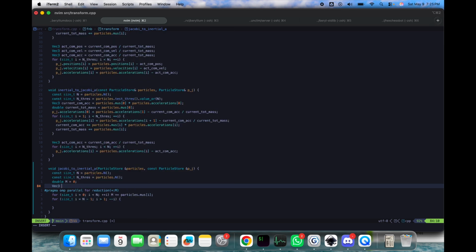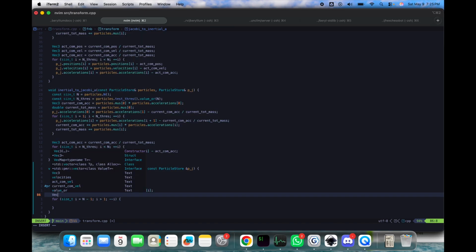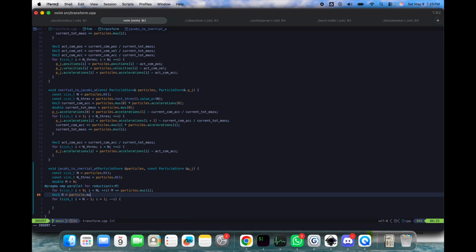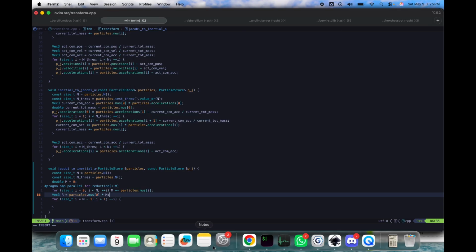Vec3 R equals particles on mu's index 0 times m. Wait, no, wrong place. Particles dot mu's index 0 times m.